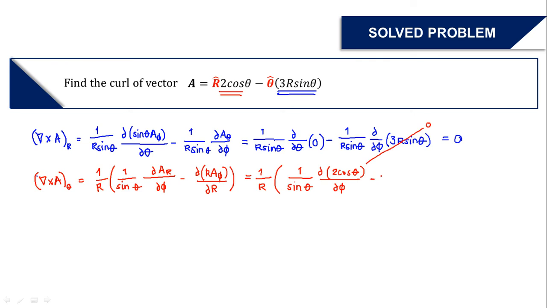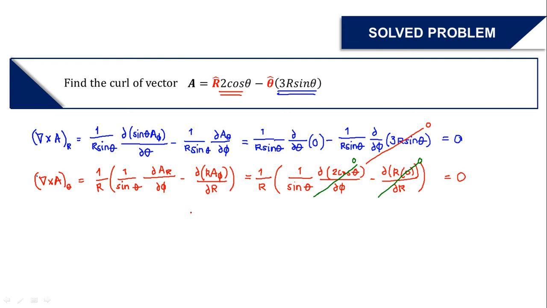Right? Minus the partial derivative of the quantity r times A sub phi, and we're lucky again because that is 0, with respect to r. So let's evaluate. The partial derivative of 2 cosine theta with respect to phi: since there's no phi there, that is 0 again. Then the partial derivative of r times 0 is 0 again. So our answer is now equal to 0.